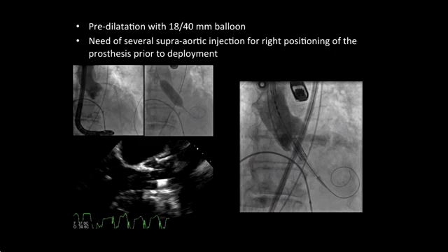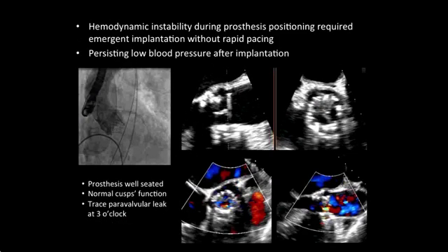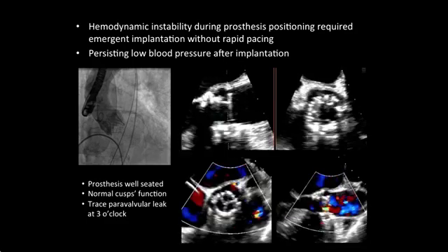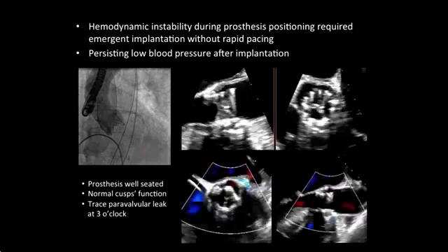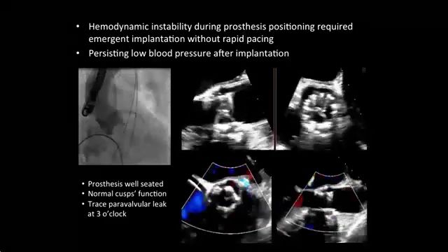The procedure itself was performed under general anesthesia and monitored with transesophageal echocardiography as is routine at our institution. The valve was pre-inflated with an 18 mm balloon and the prosthesis placed through the native aortic valve. Several supra-aortic injections were needed for right positioning of the prosthesis across the annulus before deployment. The patient became unstable and emergent deployment without rapid pacing was required due to hemodynamic instability.